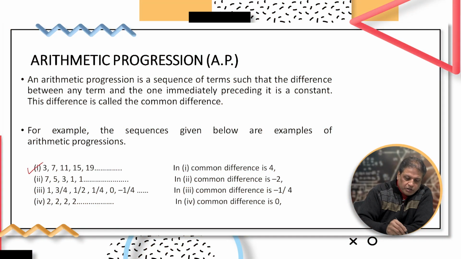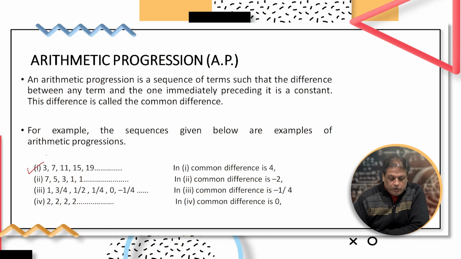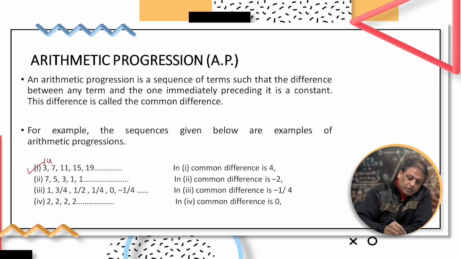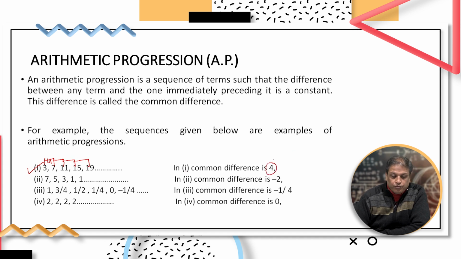Over here some sequences are given to you. The first sequence is 3, 7, 11, 15, 19. What you are going to observe is that the first term is 3, adding 4 to the first term you get 7, adding 4 to 7 you get 11, adding 4 to 11 you get 15, adding 4 to 15 you get 19. So that means there is a common difference of value 4.